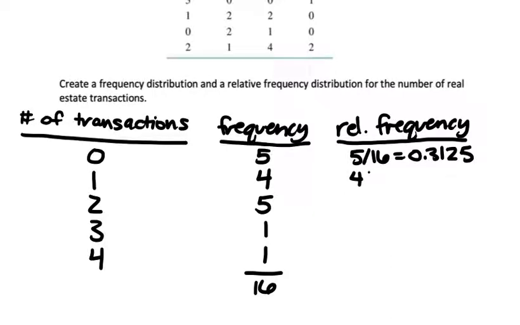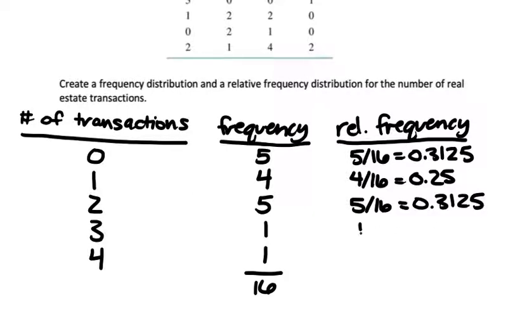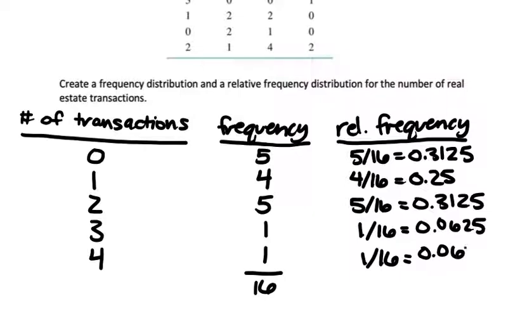We have 4 divided by 16, which is 0.25. Another 5 divided by 16, 0.3125. 1 divided by 16, which is 0.0625 or 6.25%. And another 1 divided by 16, so another 0.0625. And if I add up all of my relative frequencies, that should add to 100%, or 1.00 if I add them in decimal form.